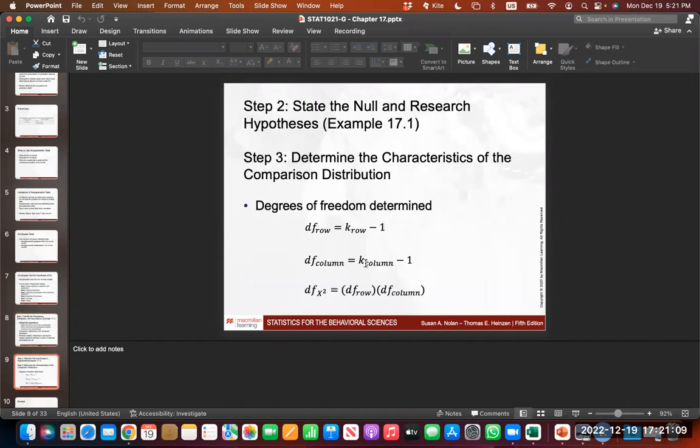Good. Then we need the degrees of freedom. That's again simple. It's the number of rows, indicated as k, minus 1, which gets us the degrees of freedom for the row. The number of columns minus 1 gets us the degrees of freedom for the column. For chi-squared, the degrees of freedom is the degrees of freedom of the row multiplied by the degrees of freedom of the column. So it's basically straightforward, and it is then read from the chi-squared table.